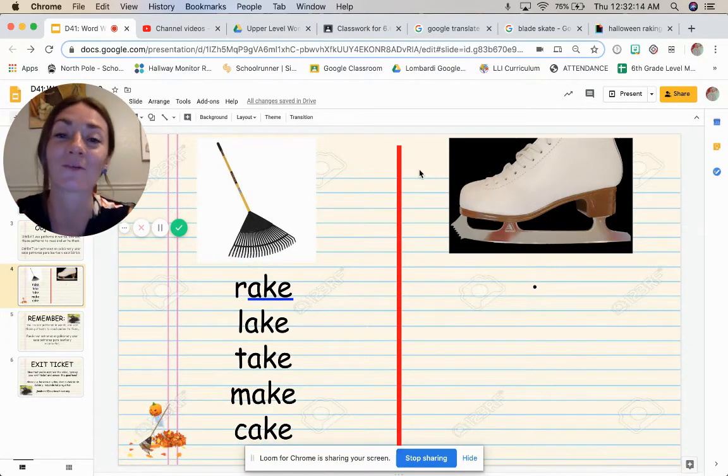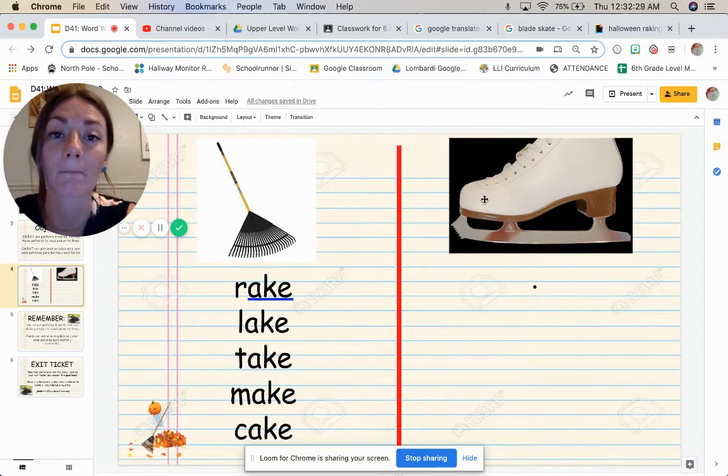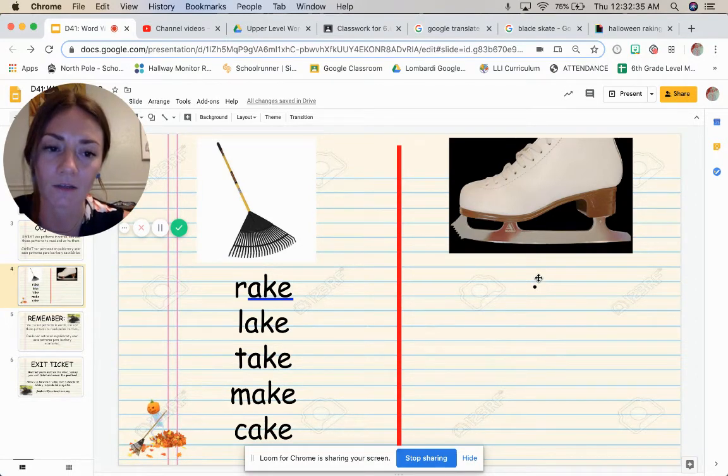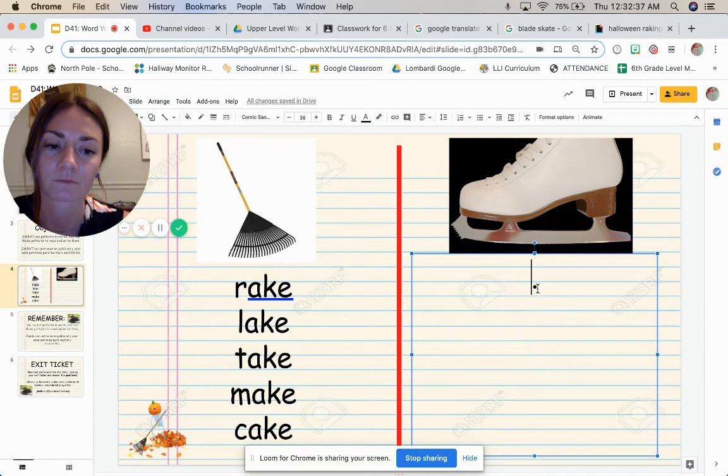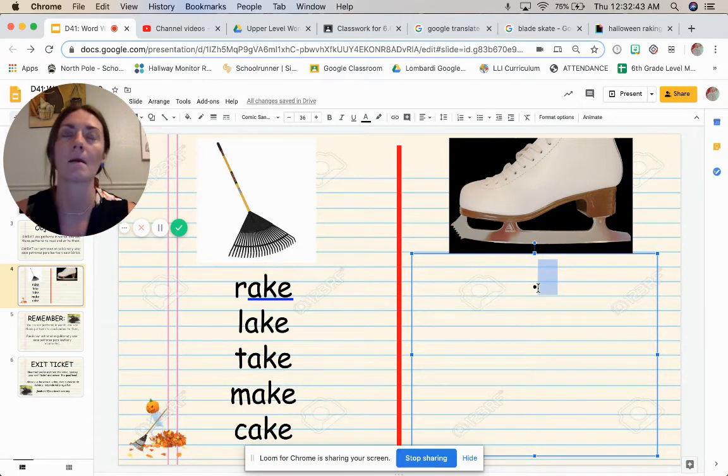Let's try it again with another word pattern. Okay, we're going to look at the picture now on the right. The part that we're looking at is at the bottom part of the skate, and that is called a blade. Blade. Let's try to spell blade together. First, we want to think, what's the first sound that we hear? B, b, b.